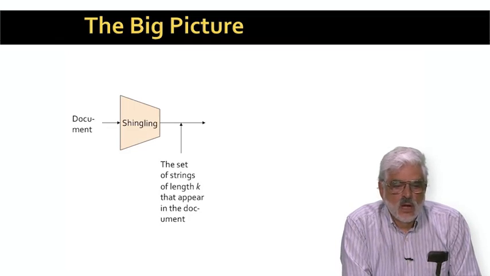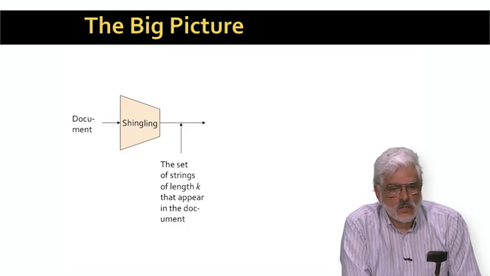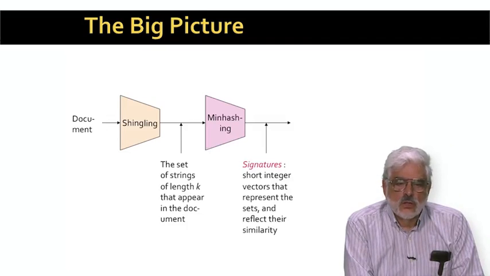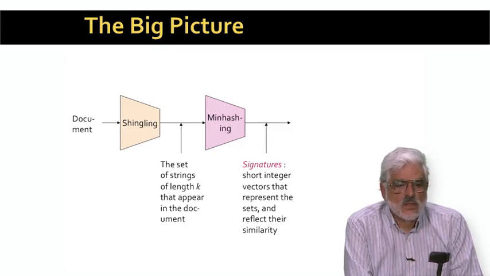That is, we replace the document by the set of strings of some chosen length k that appear in the document. That's how we convert documents to sets. We then construct signatures for the sets of shingles using the technique called min-hashing. The result of min-hashing a set is a short vector of integers. The key property, which we'll prove, is that the number of components in which two of these vectors agree is the expected value of the similarity of the underlying sets.